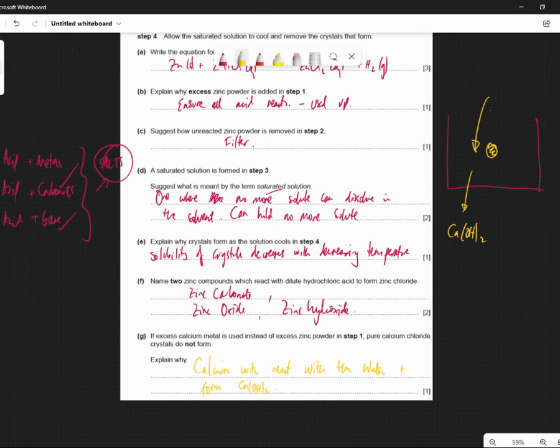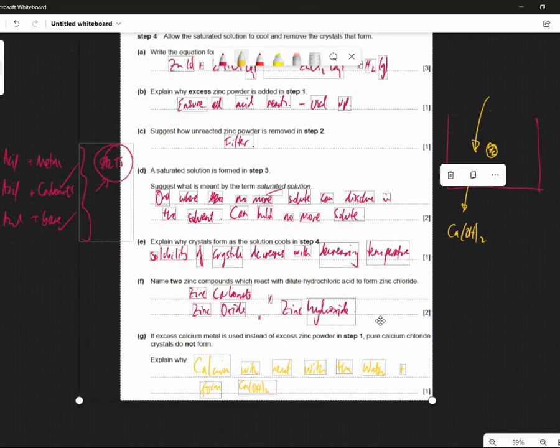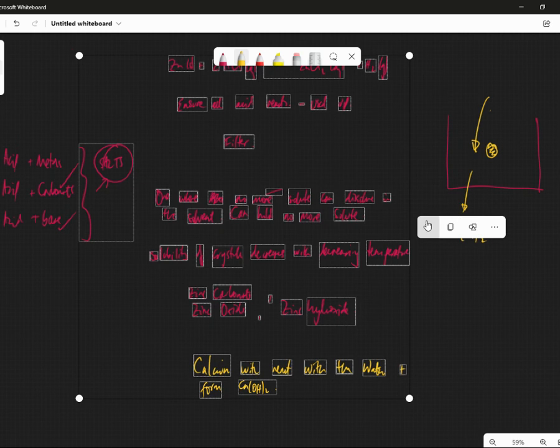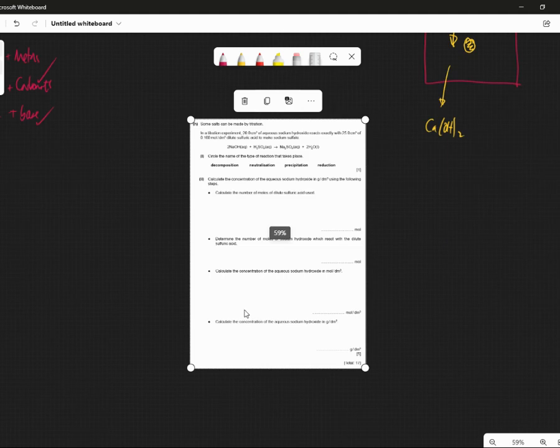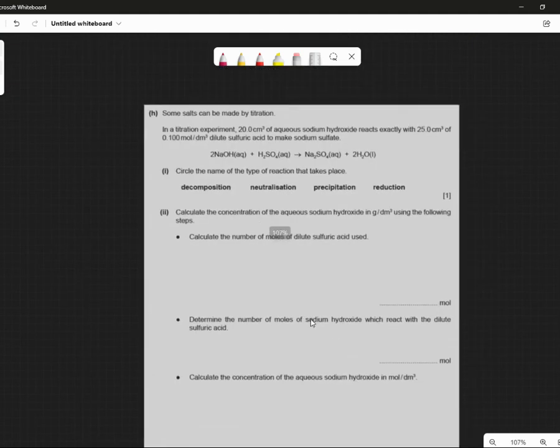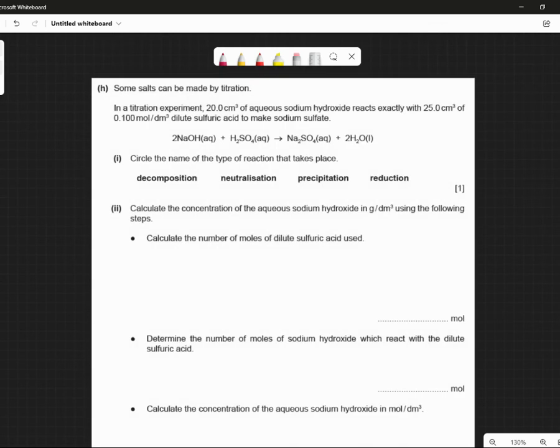Okay, next one. Oh, this is a calculation. Oh, we can relax a little bit. My word, 17 marks this question. All right, let's get rid of this rubbish. Now, salts can be made by titration. In a titration experiment, 20 cc of aqueous sodium hydroxide reacts with exactly 25 cc of 0.1 mole dilute sulfuric acid. There's the equation. Circle the name of the type of reaction that takes place. We get water formed, and we call those neutralizations. This is a neutralization reaction.